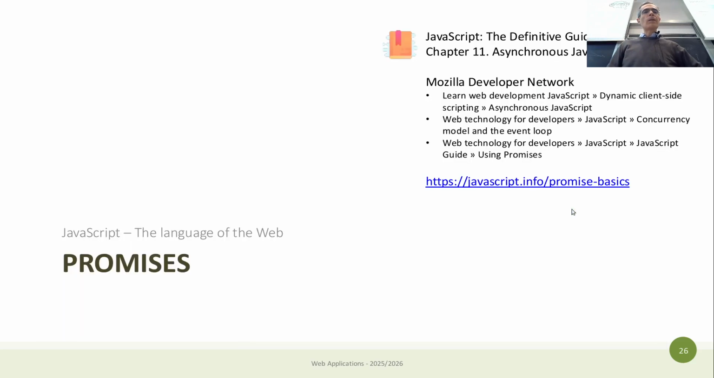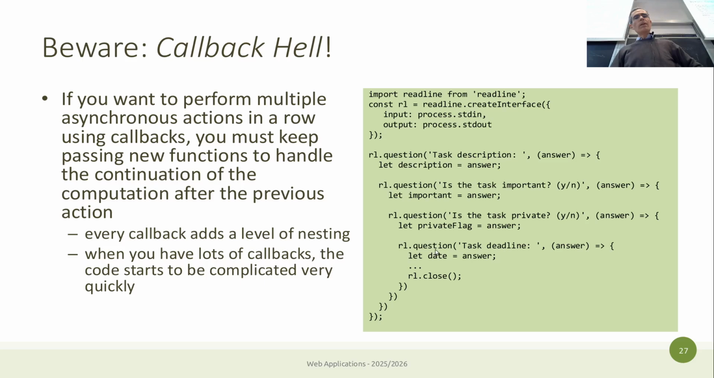Okay. So the solution to this problem is using promises. Promises are quite a general concept, not just specific to JavaScript, but again, since JavaScript is very well suited for asynchronous programming, they have been introduced in JavaScript and they work very well in JavaScript. So promises solve this problem, the so-called callback hell.